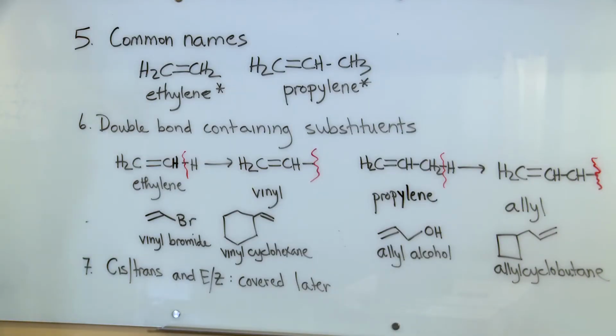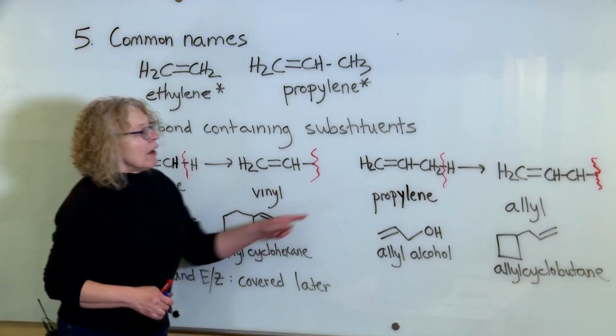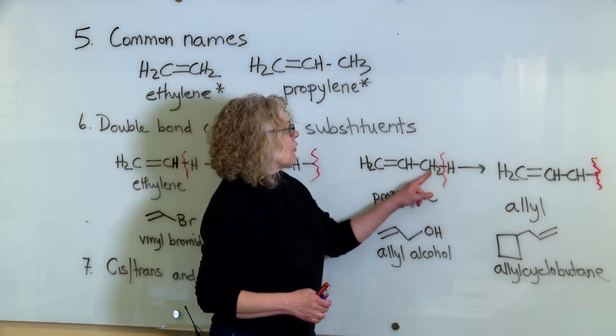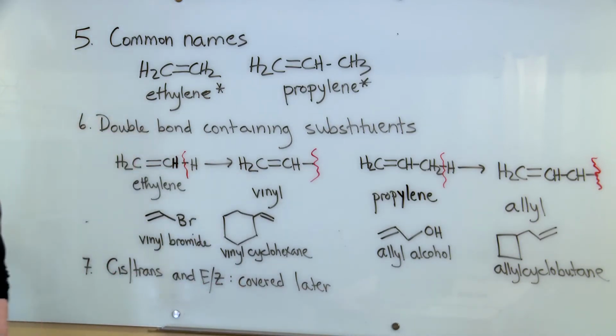We need to talk about two simple compounds that have common names that are used exclusively. So ethylene is the 2-carbon alkene, and propylene is the 3-carbon alkene. And again, everybody uses those names. There are two double bond containing substituents that occur frequently. If you take ethylene, remove one of the hydrogens, you get the vinyl group. If you take propylene and you remove one of the hydrogens on the methyl, you get the allyl group. So they're used more in common nomenclature, but they're used very often.